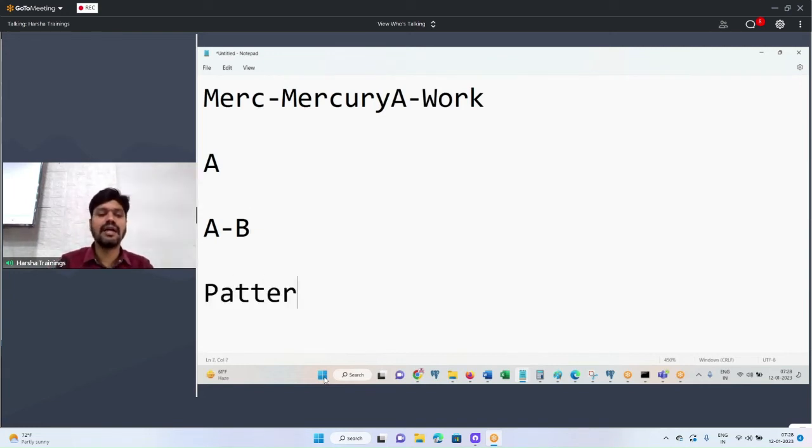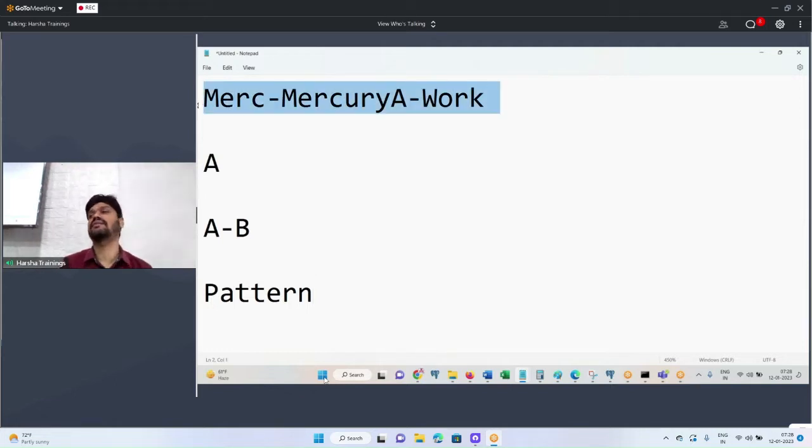What is it called? Pattern inheritance. What is meant by pattern? Pattern inheritance means it is a class naming pattern. The class name will have a pattern: A dash B dash C dash D dash E, up to n number. There is no limit actually, but we do not have lengthy classes. Maximum 4 to 5, otherwise 6 in the worst case. Mostly, maximum 5.